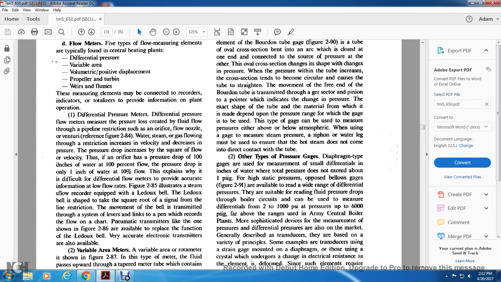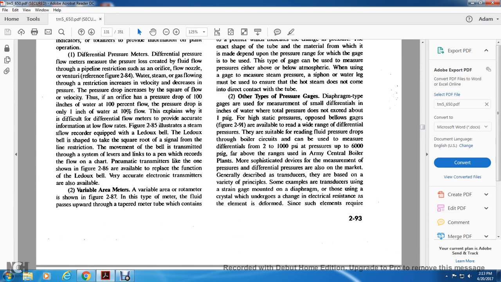Figure 285 illustrates the same flow recorder, required by the Ledoux bell. The Ledoux bell is shaped to take the square root of the signal from the line. The movement of the bell is transmitted through a system of levers linked to the pen of the recorder, which records the flow on the chart. A pneumatic transmitter like the one shown in figure 286 is available to replace the function of the Ledoux bell, and very accurate electronic transmitters are also available.